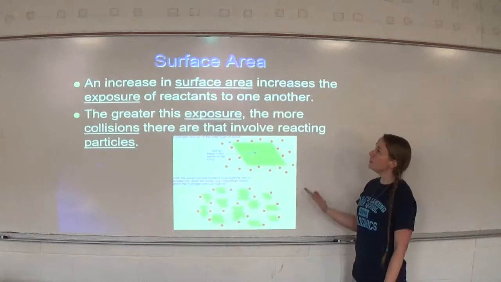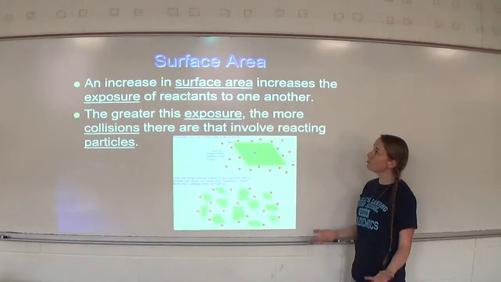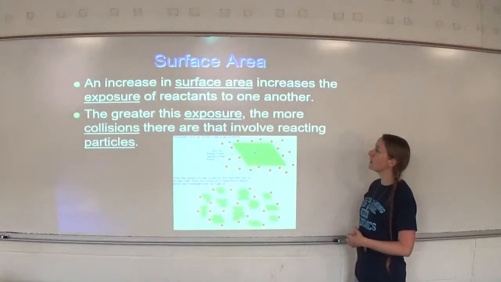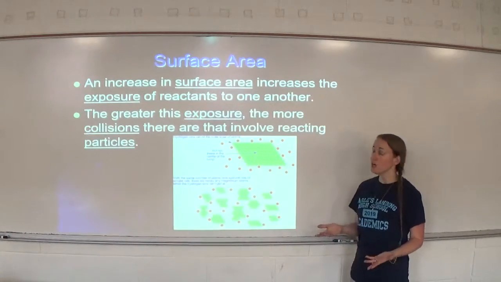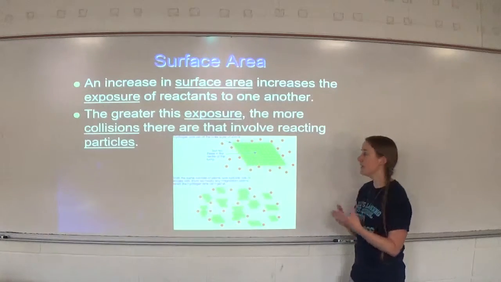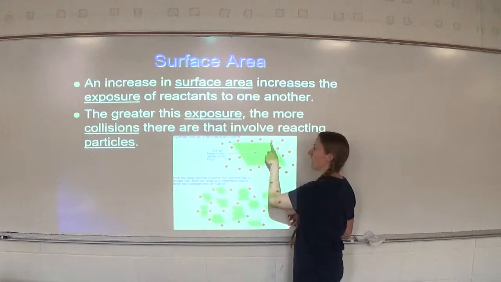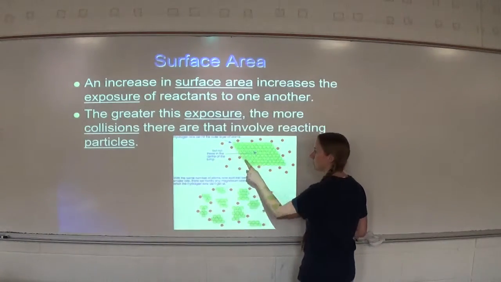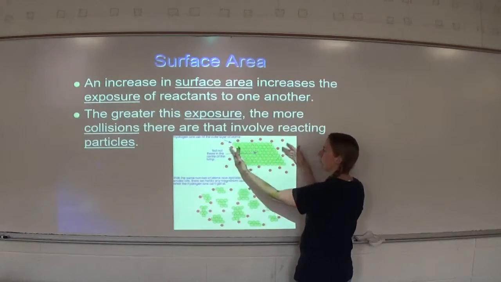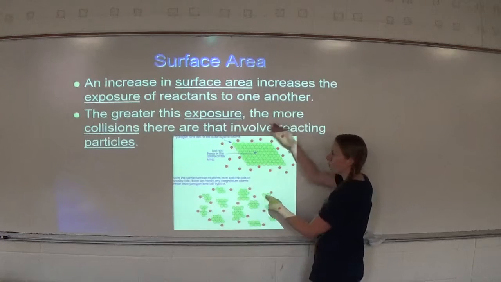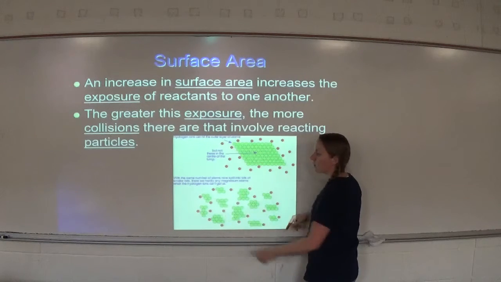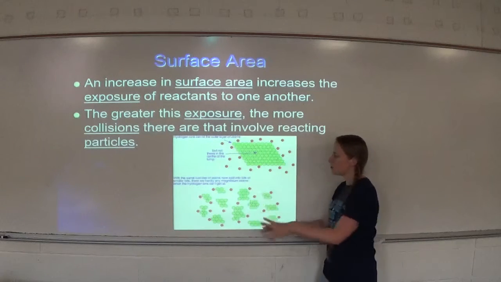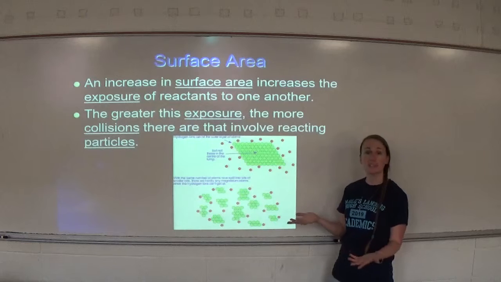Surface area. An increase in surface area increases the exposure of reactants to one another. The greater this exposure, the more collisions there are that involve reacting particles. When a reaction is occurring, if you have a big chunk of something, the reaction can only occur at the surface. Right now, these green atoms on the outside are the only ones that can react with the red. However, if we crush this up and break it into smaller particles, which means more surface area, then notice the red particles can get to almost all of the green particles at the same time.